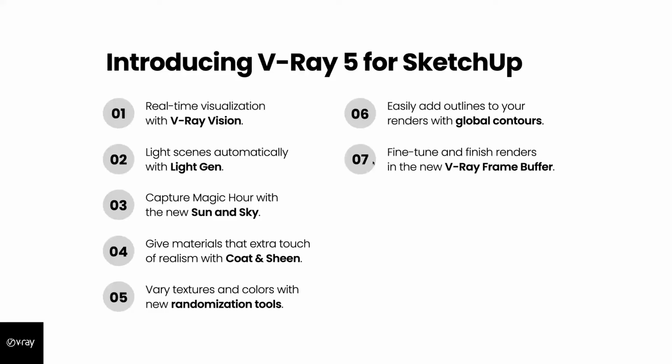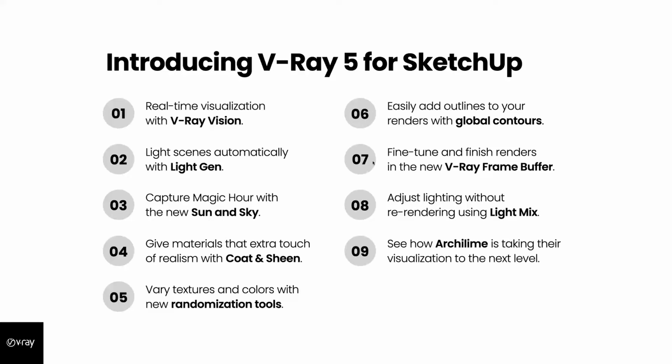And when you're done with your render and you want to color correct or maybe balance the tones or add some filmic tone mapping, we can do that all inside of the V-Ray frame buffer now. And another really exciting new feature is called Light Mix, and that lets you adjust your lighting without having to re-render. We're going to hear from our friends at Archilime, and we're going to see how they've been putting V-Ray 5 for SketchUp to the test in their visualization projects. And then we'll wrap with a bit of question and answer if we have time.